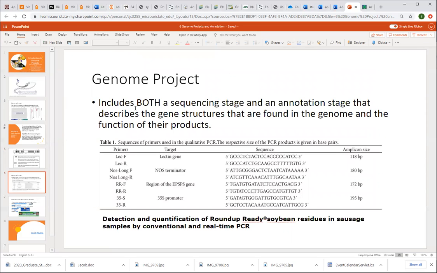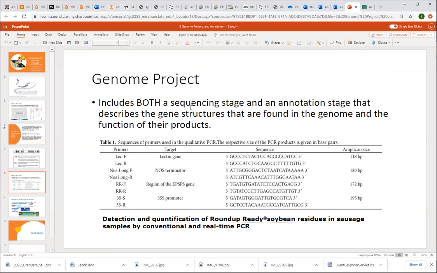So a genome project then includes both the sequencing stage and an annotation stage. An example of my work: I don't do sequencing, although sometimes we have to, we'll send it off. We're usually working with organisms from which there's already a sequence or some amount of the sequence. And we're interested in finding a location for where our sequence is in the genome so that we can use it and look for it in future studies using, of course, computers.